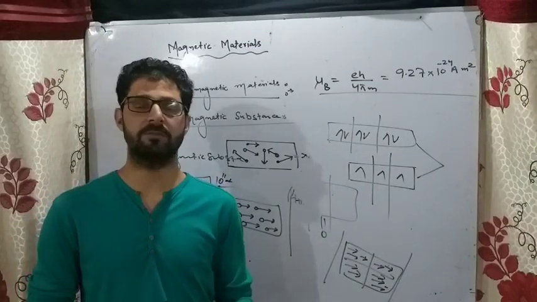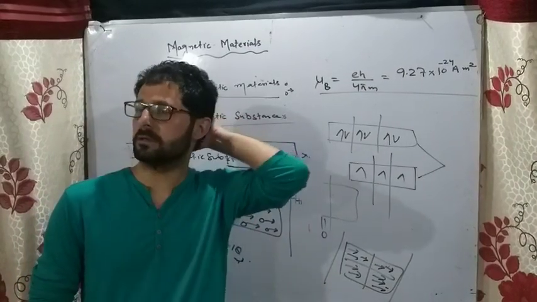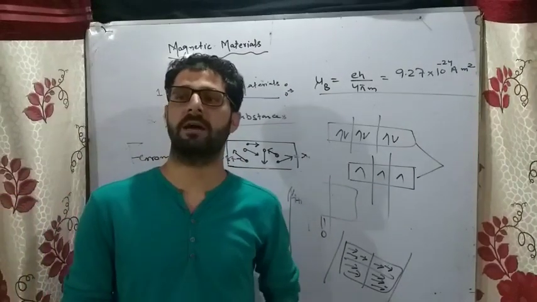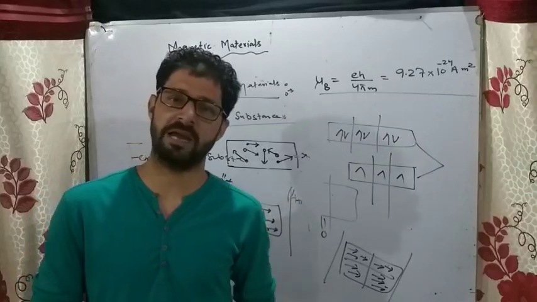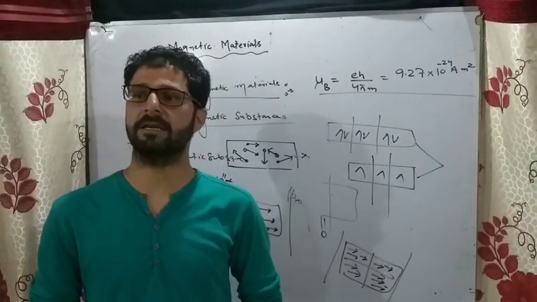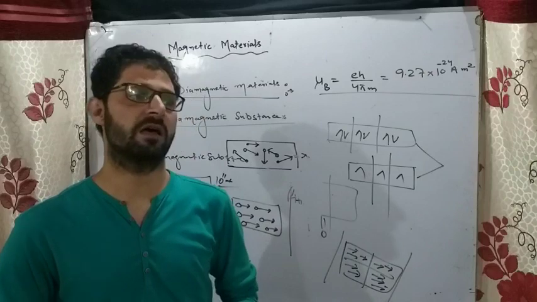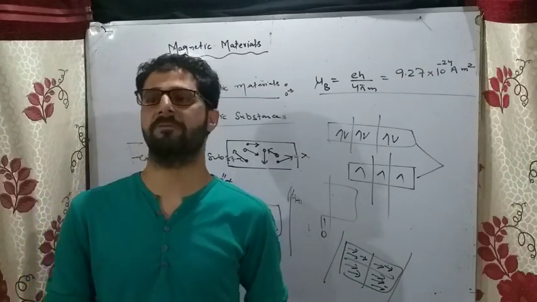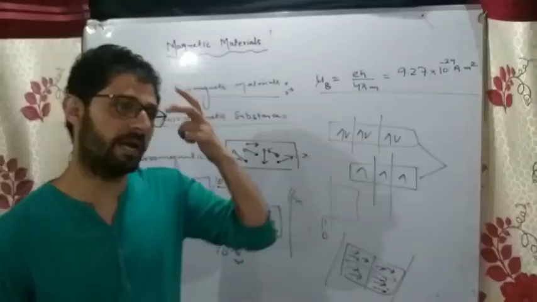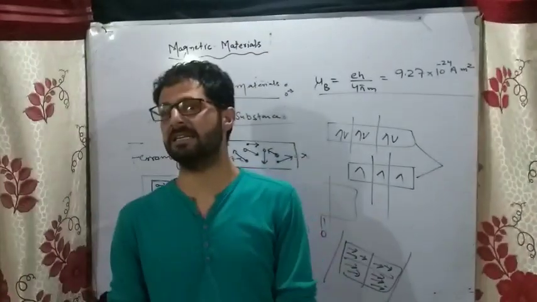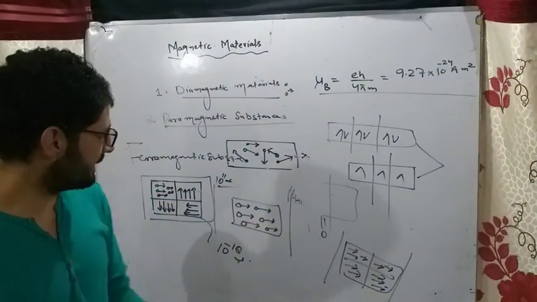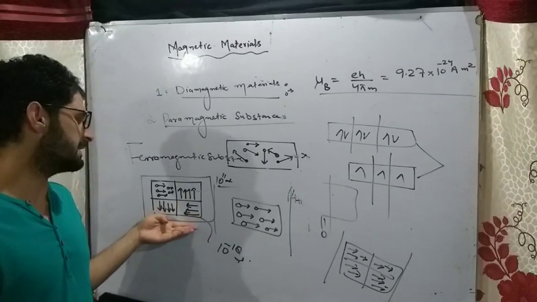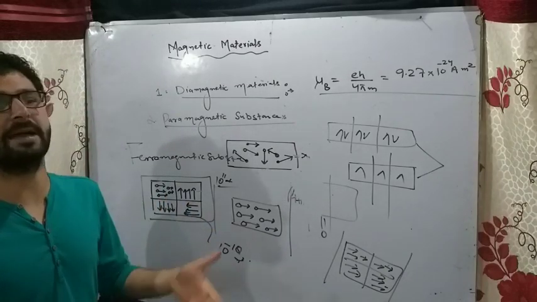So you have to keep this in memory, that on the basis of the behavior of the materials in the external magnetic field, we classify the magnetic materials. There are three types of magnetic substance: para-, dia-, and ferromagnetic. And there is one another thing: with the increase in temperature, a ferromagnetic substance is converted into a paramagnetic substance.